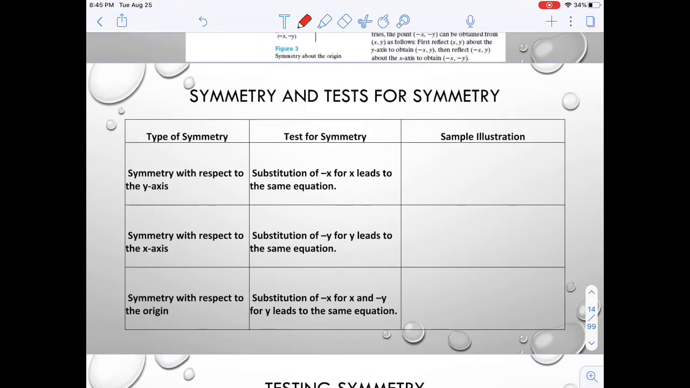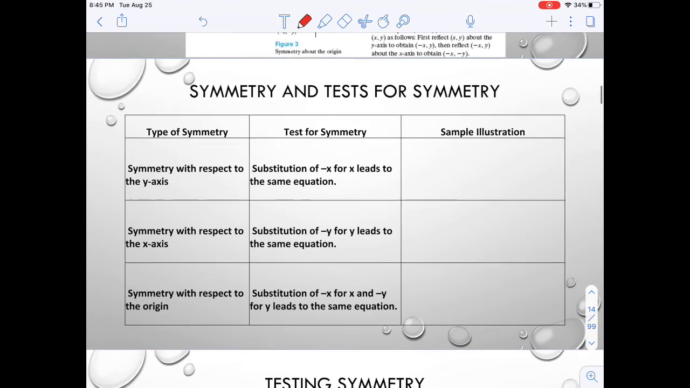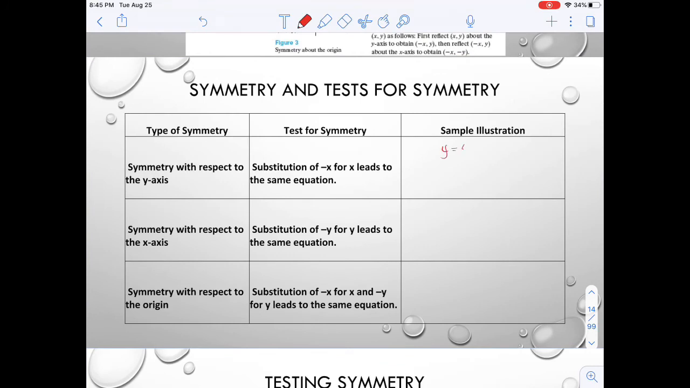We do have some tests for each of these, and the tests are the following. Symmetry with respect to the y-axis: I'm going to substitute a -x in for x everywhere in my original equation and try to simplify it. If I get my original equation back, I have symmetry with respect to the y-axis. My example would be something like y equals 4x squared. If I replace x with its opposite, I have y equals 4 times the opposite of x squared. If I simplify by squaring -x, I get y equals 4x squared. This checks, so I have symmetry with respect to the y-axis.